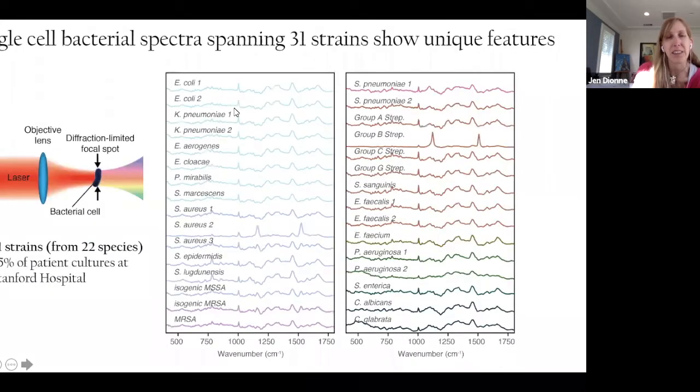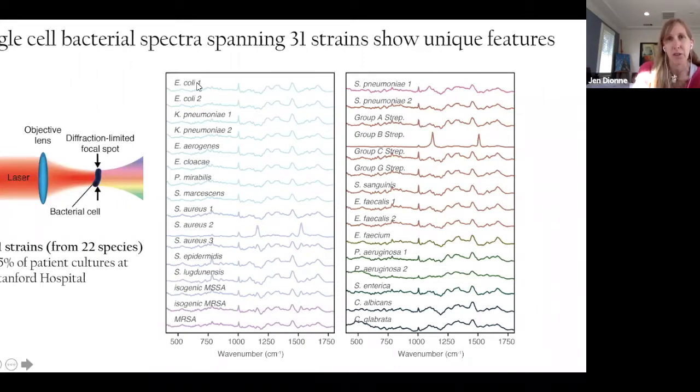Okay, so if we look at the 31 species and strains of bacteria that are most commonly seen in bacterial bloodstream infections, we can collect single cell Raman spectra. And you can see that there are some species where the Raman scattering spectra is really different from other species. For example, bacterial pneumonia has an extremely different signature than E. coli, which has a very different signature from Staph aureus. But there are other species and strains that look really similar and indiscernible.